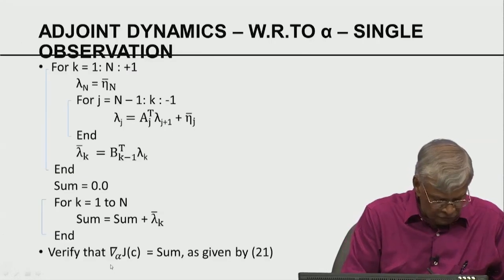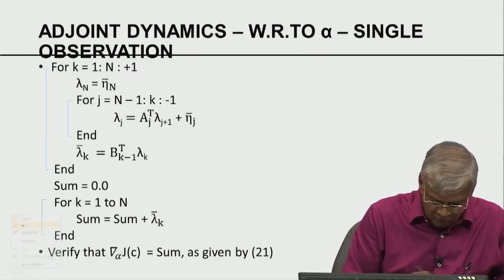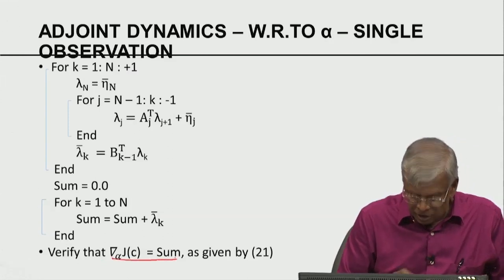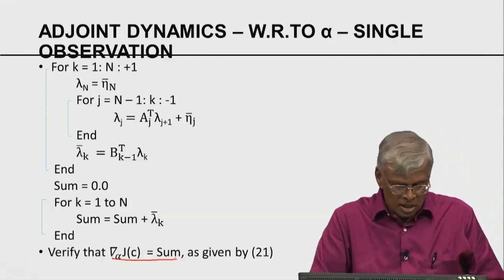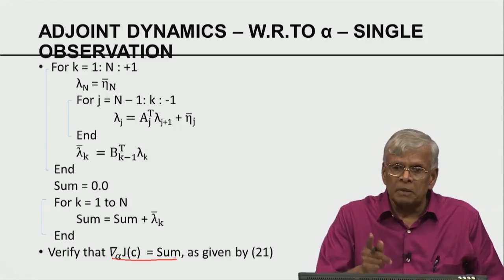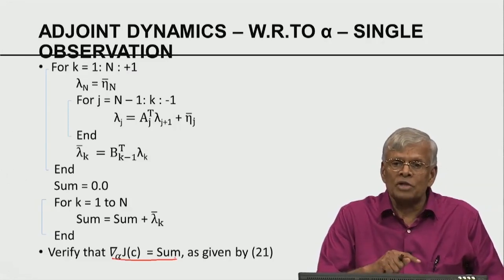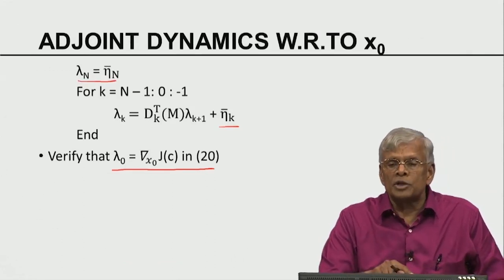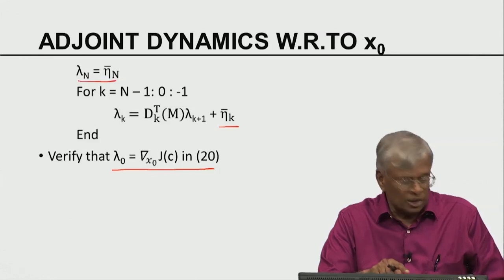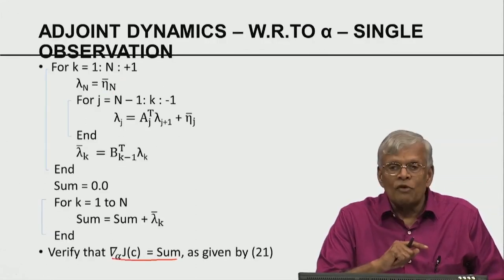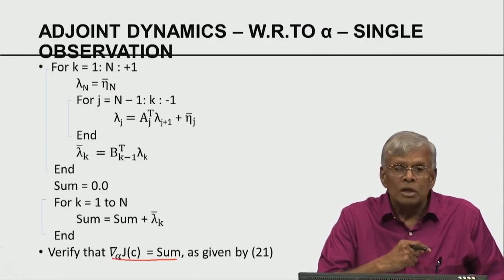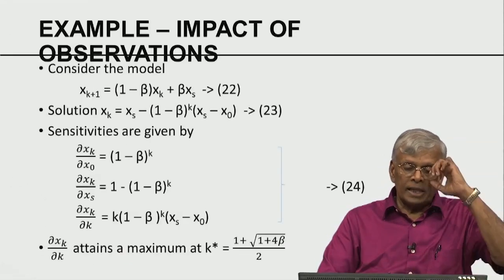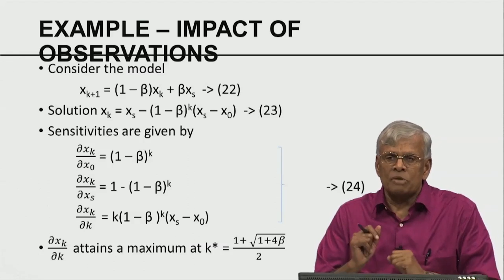So we have given the pseudo code for computing the adjoint sensitivity in the case of multiple observations, both with respect to x naught and alpha. Slide 13 gives the adjoint calculation for multiple observations with respect to x naught. Slide 14, adjoint sensitivity with respect to the parameter. Again, an example. Now I'm going to talk about an example.